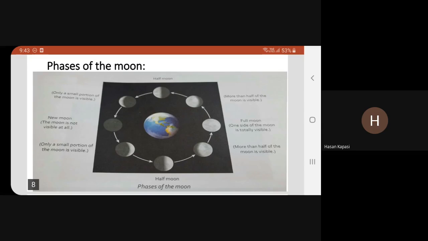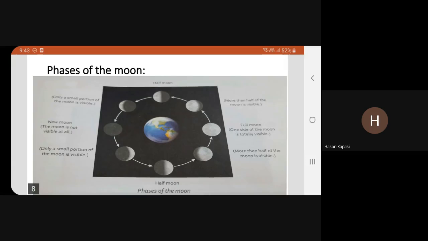Now see, the shape of the moon appears to change. Why does it change every day? Because it revolves around the earth, that we have learned earlier. Correct? It moves, it rotates around the earth, and that's why every day it appears different in its shape. Now this changing shape of the moon is called what? It is called phases of the moon. Are you getting it, beta?